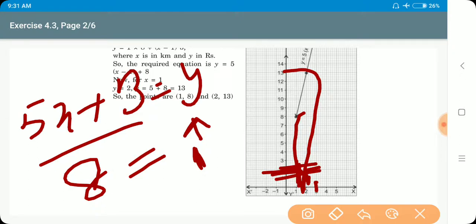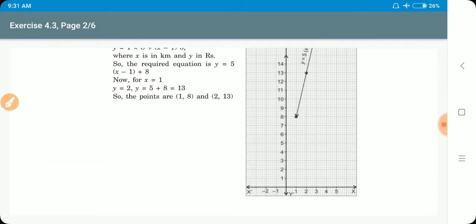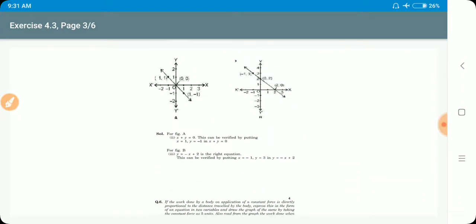Okay, somewhere it is wrong actually. It is the y axis, it is the x axis. Now okay. Similarly you can draw the rest of the points.